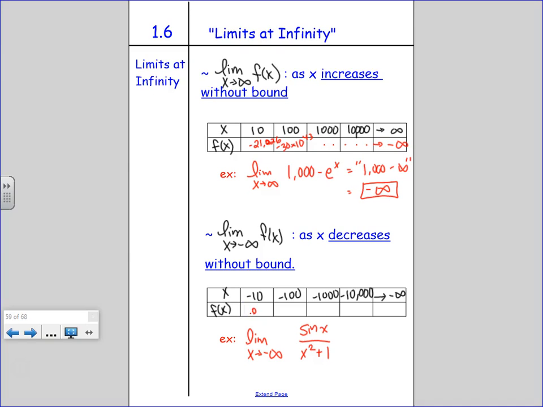Point 0? 0.00539. Okay, you're doing too many things. How about negative 100? I got 5.1 times 10 to the negative 5. Yeah.